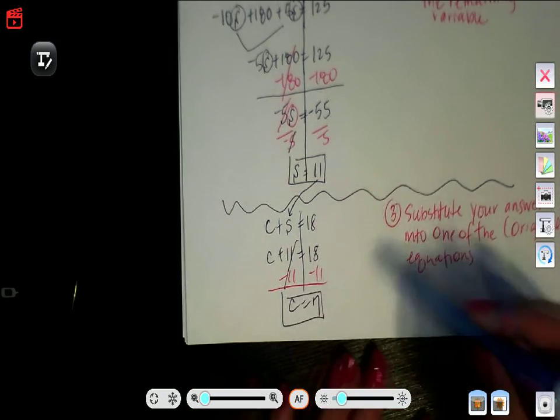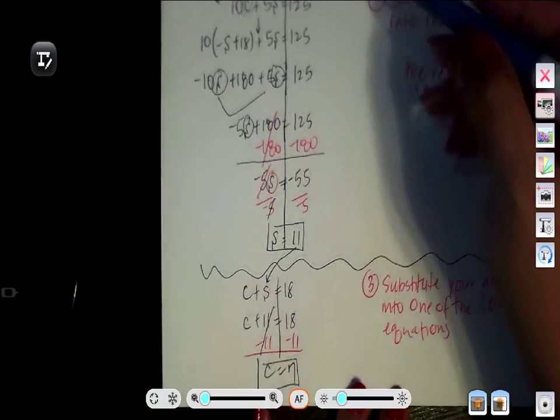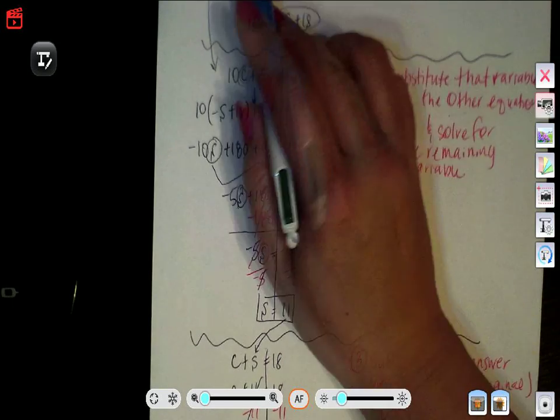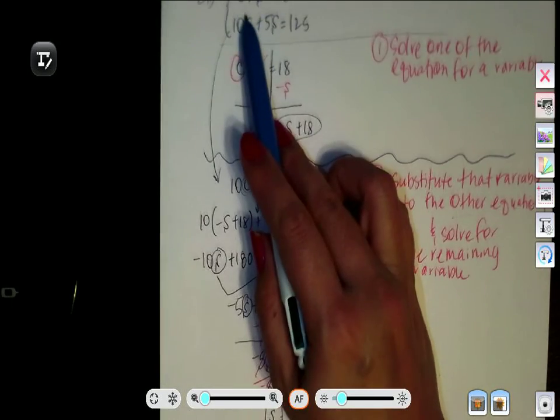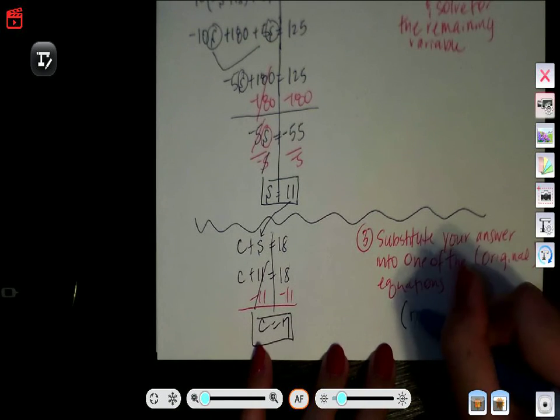Okay, so now I have two things. Since our original question was c plus s, I'm going to think about this like the x and the y. So your answer is 7, 11.